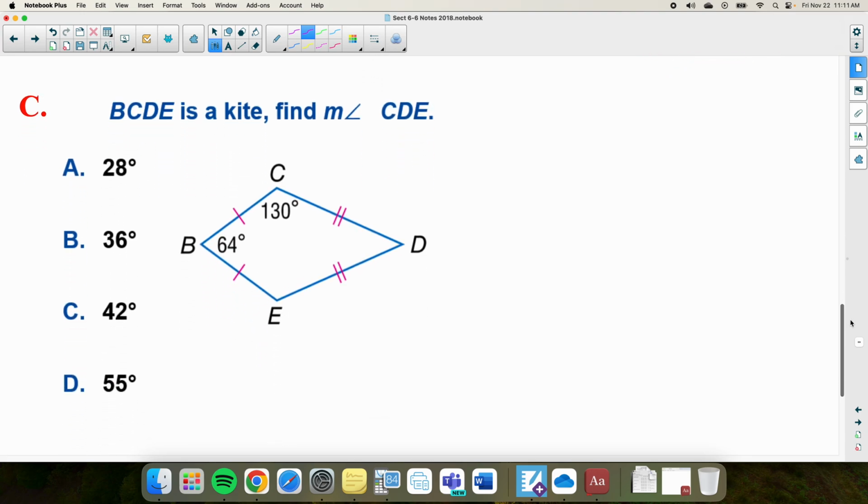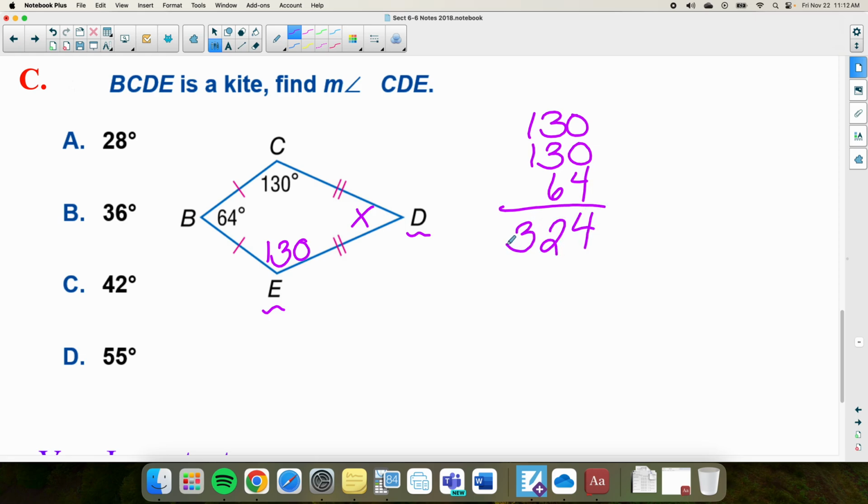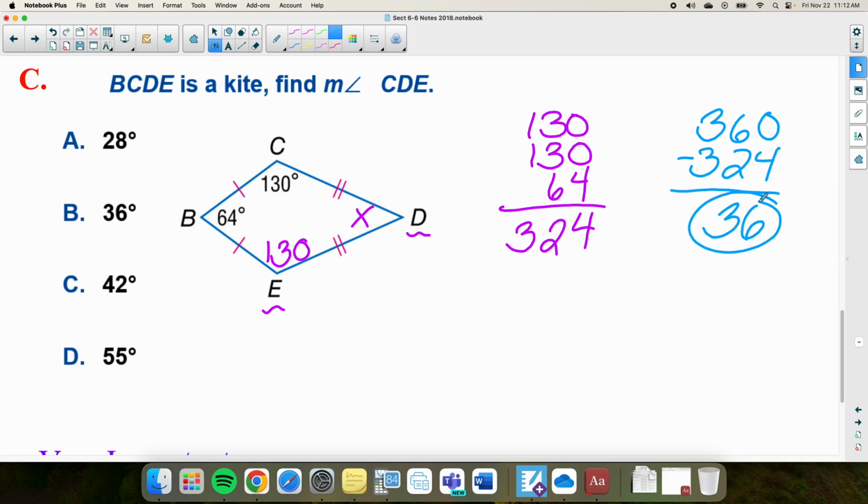Okay. Now if we look at this one, would E be congruent to C, or would D be congruent to B? C and E would be the same because they're between the 2 sides that are not equal. So this would be 130. D is what they're asking us for, angle CDE. So what I would do, add up 130 plus 130 plus 64, which is 324. And then I would just subtract that from 360, which I'm going to get 36 for an answer, and that's B over here.